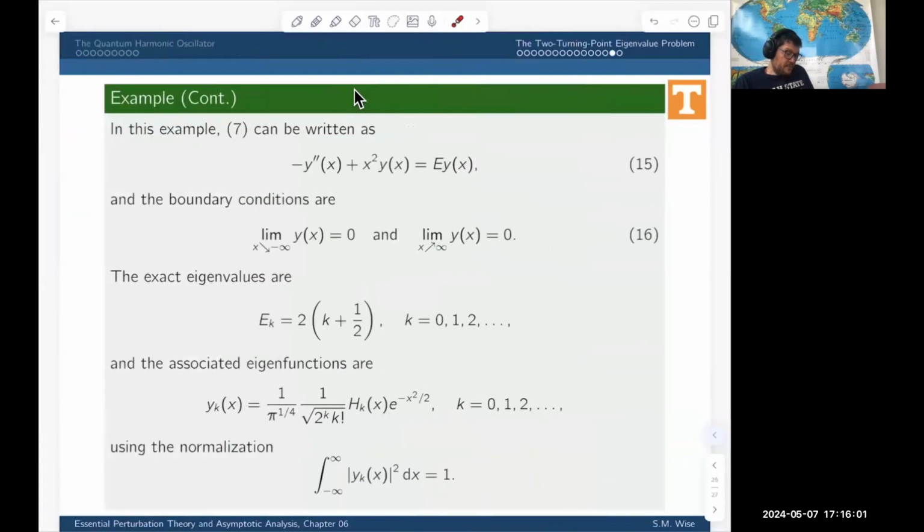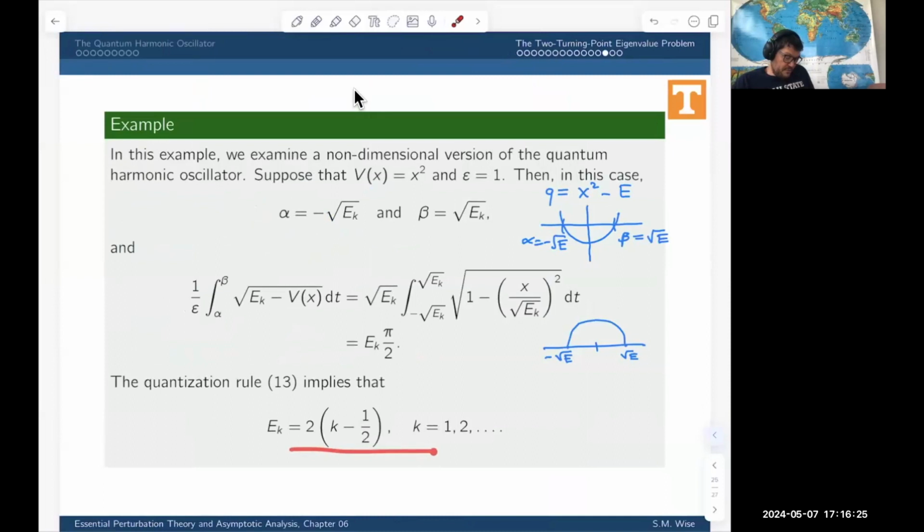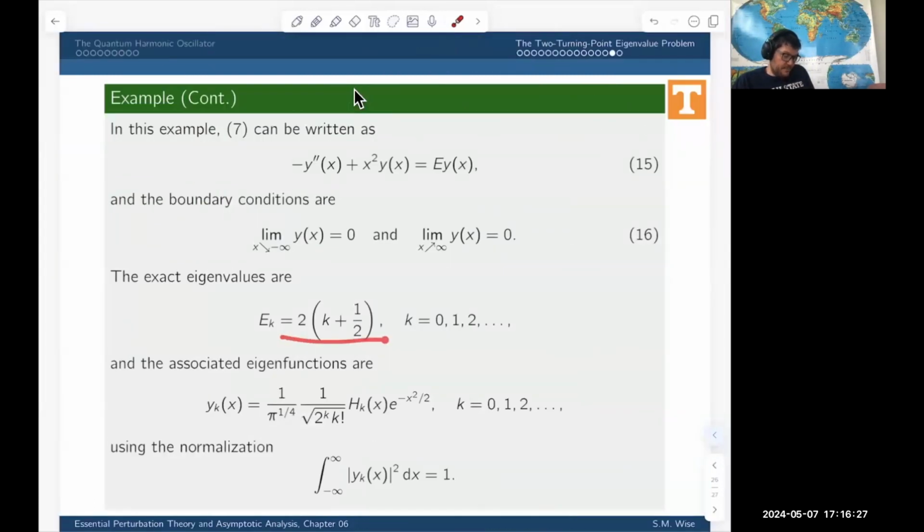But if you go back to the work we did on the quantum harmonic oscillator, we can deduce exactly the same things. In fact, the exact eigenvalues work out to be these numbers here, 2 times k plus a half, where instead of starting at k equals 1, you start off at k equals 0. That's just a counting problem. It doesn't really matter that you're starting at 0. In this case, these two sets of numbers are exactly the same. So in this case, the WKB method gives you the exactly correct energy levels.